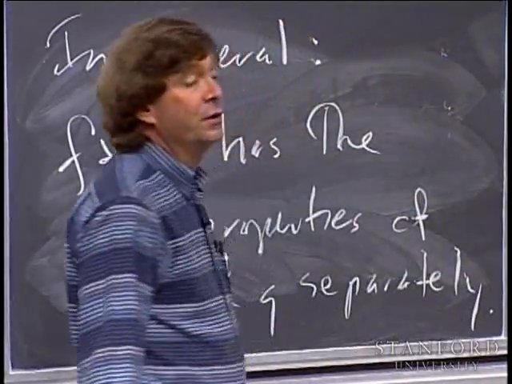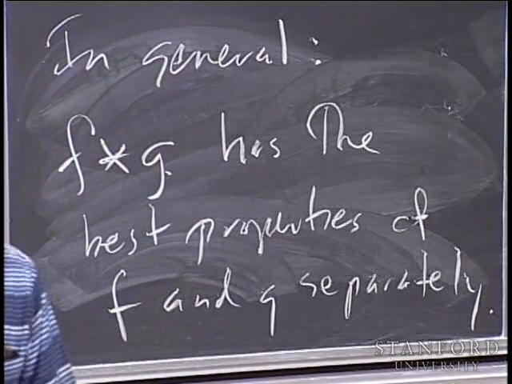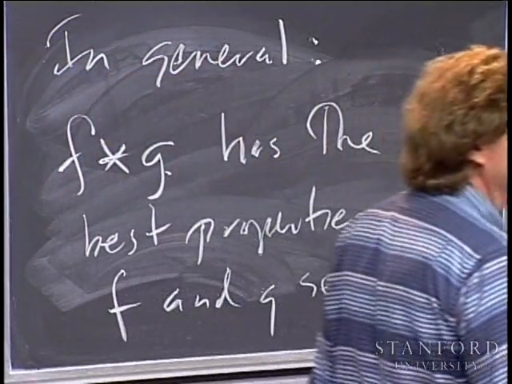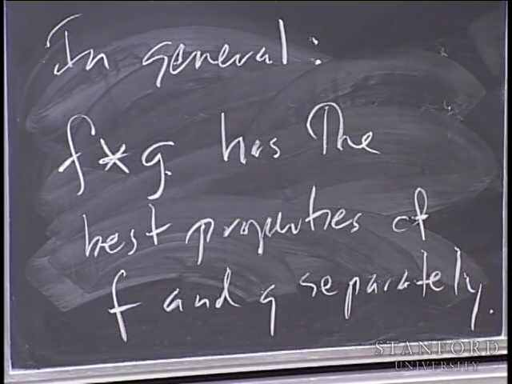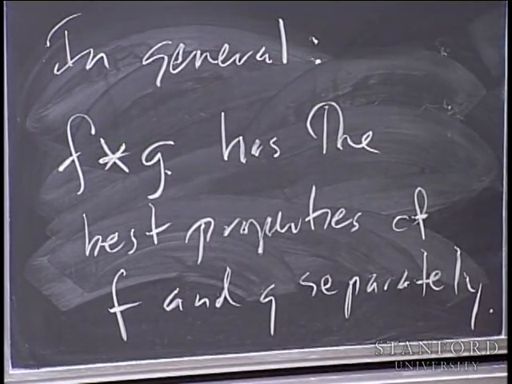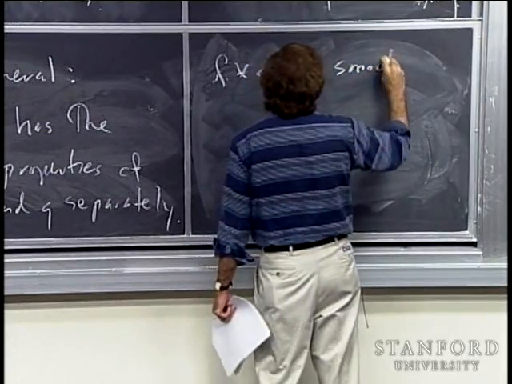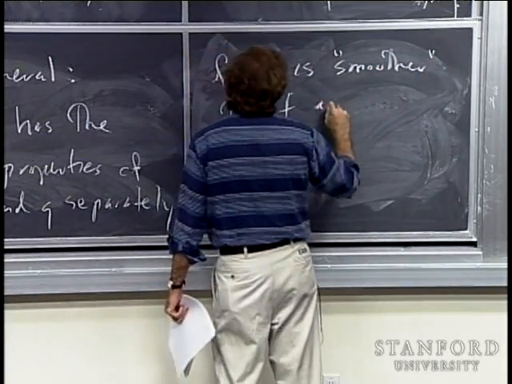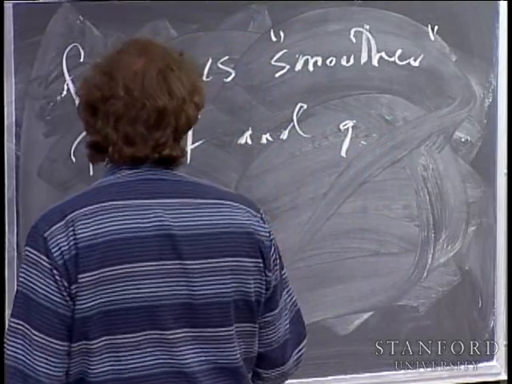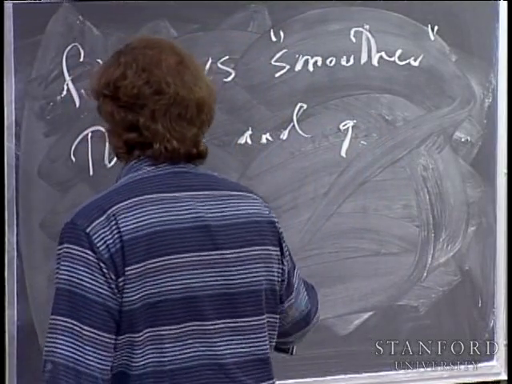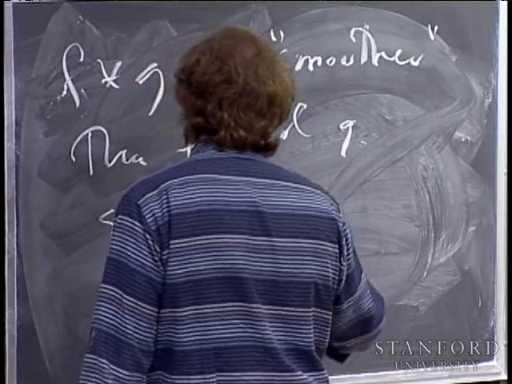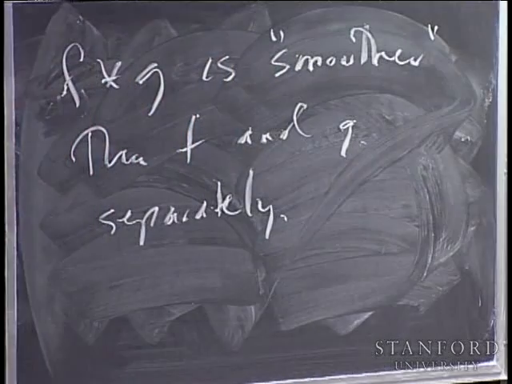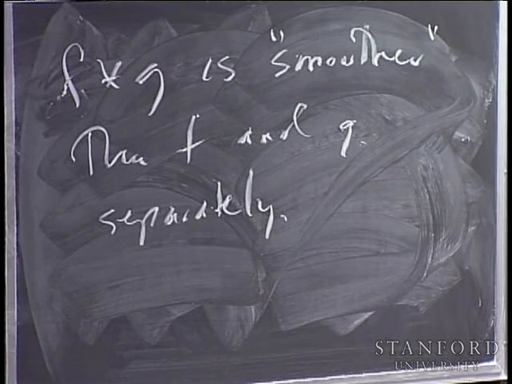Or you might even say that f convolved with g is at least as good as f and g separately, and it's often better. f convolved with g is usually smoother than f and g are necessarily separately. Now again, like all aphorisms, there are exceptions to it.